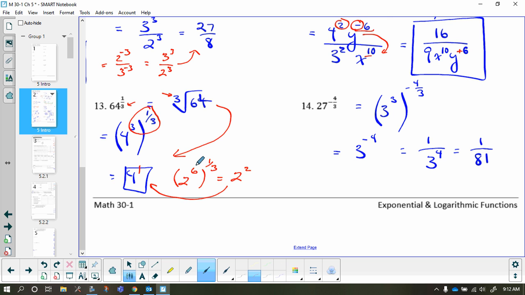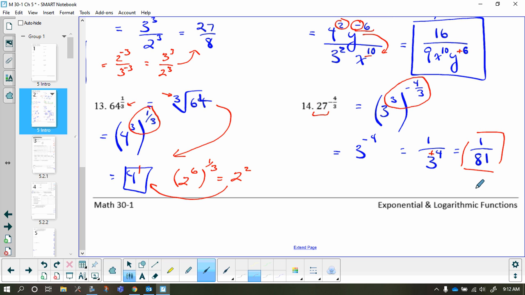Question number 14. Again, I chose this method here where I rewrote this base, the 27, as a power with an exponent of 3. So I have 3 cubed, all to the exponent -4/3. Then I multiplied these two exponents. Again, this isn't the only way to do it, but because this may be a little less familiar, I chose to do it for this question. That gives me a -4 in the exponent. I take the reciprocal, give it a positive exponent, and then evaluate to get the 1/81.